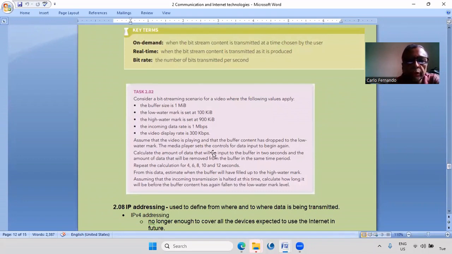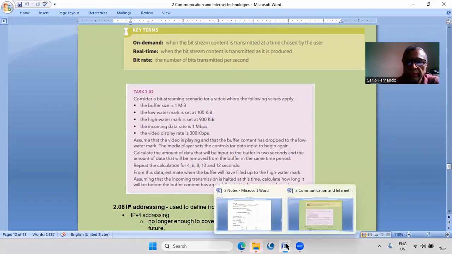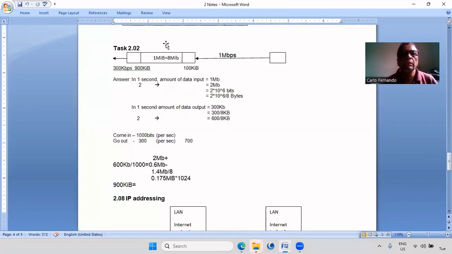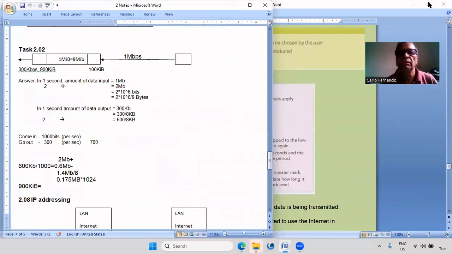Assume that the video is playing and that the buffer content has dropped to the low watermark. The media player sets the controls for data input to begin again. Calculate the amount of data that will be input to the buffer in 2 seconds and the amount of data that will be removed from the buffer in the same time period. So that's the question we have to do first. So if you take this diagram, also it's easy.